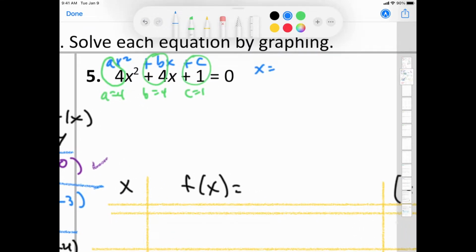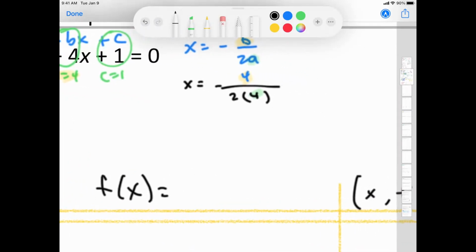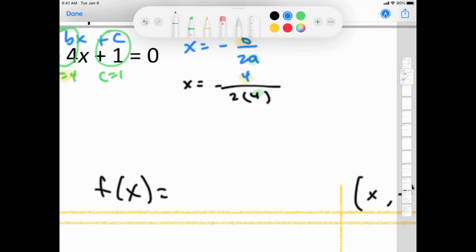Remember, our formula is x equals negative b over 2a. Always write down the formula. Fractions are always vertical. And we're just going to substitute that in there. B equals 4, and A equals 4. And I have 2 here. Okay, so x equals negative 4 over 8.